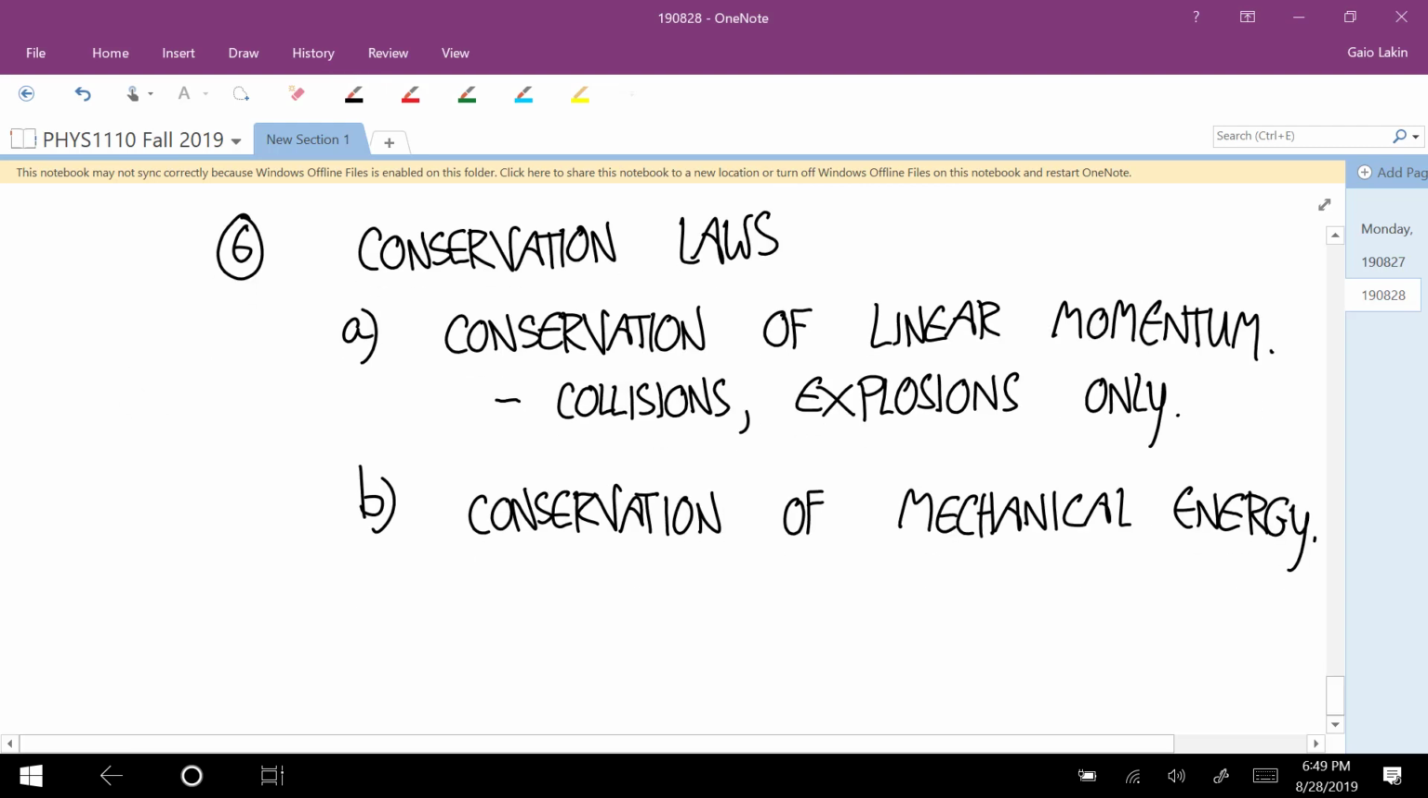And when is it possible to use conservation of mechanical energy? Usually this is useful if you're looking for a relationship between position and speed.